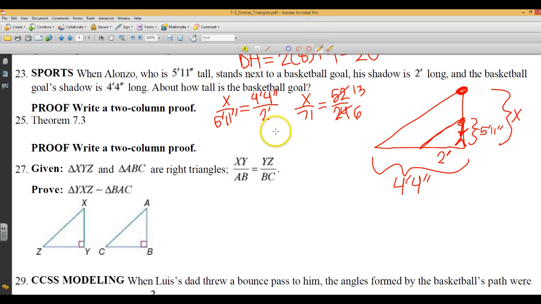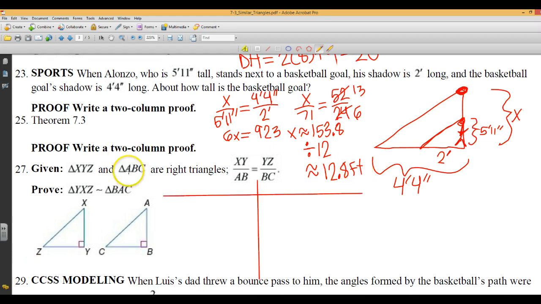So I would take 6 times x and set that equal to 13 times 71. Then if I divide by 6, I get x is approximately 153.8. So this would be in inches. So to convert back to feet, I need to divide by 12, and I get approximately 12.8 feet. So the basketball goal is approximately 12.8 feet tall.